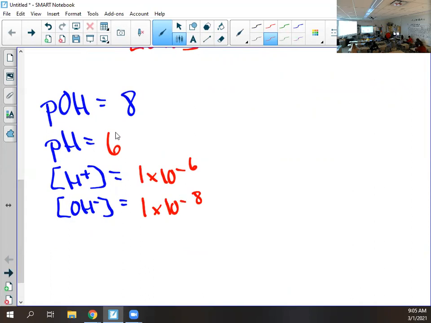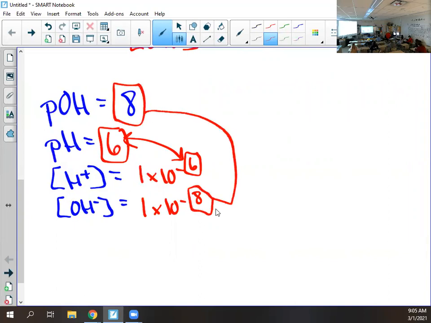Okay. What do we think this is, everybody? 1 × 10⁻⁸. Notice the pH and the H plus concentration, the number's always the same. It's just this one's a negative. Notice the pOH and the exponent of OH are always the same. Just it's a negative, so it makes it a positive.